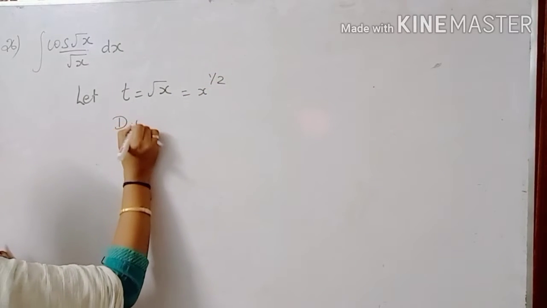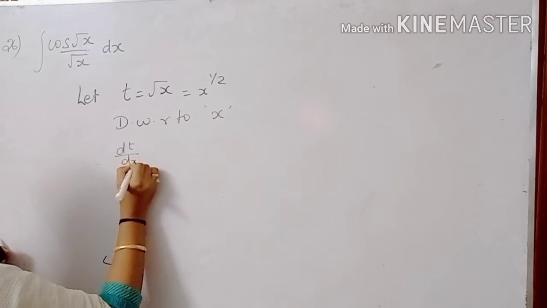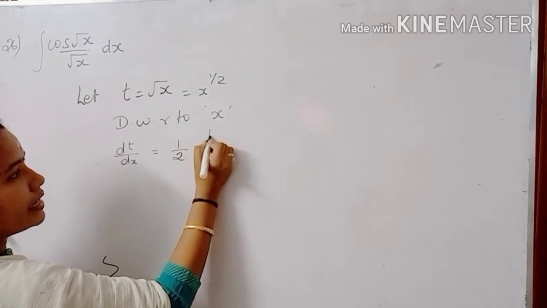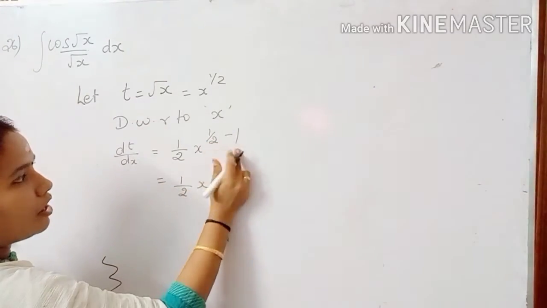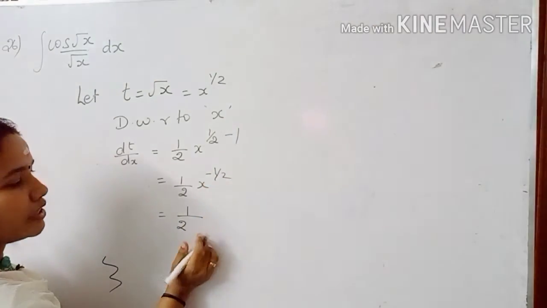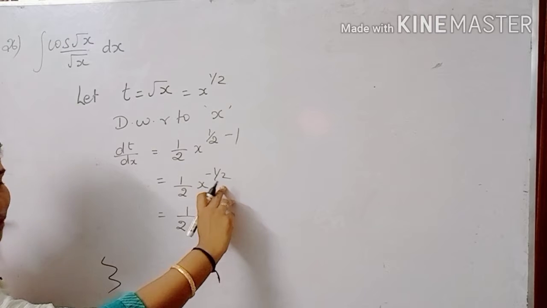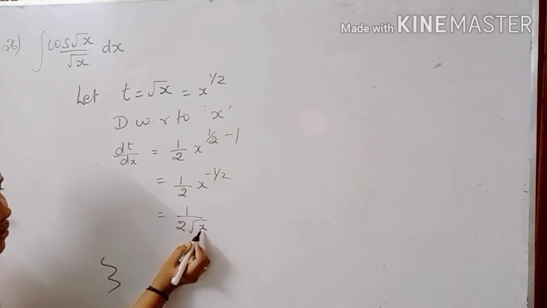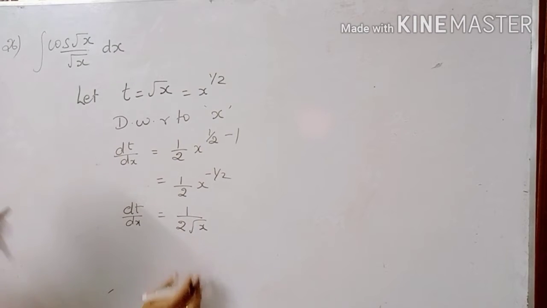Now I am going to differentiate with respect to x. dt by dx is equal to the derivative of x power half, which gives half x power half minus 1, that is 1 by 2 x power half. When it comes into the denominator, it becomes x power positive half, and x power half is nothing but root x. So we got dt by dx equal to 1 by 2 root x.